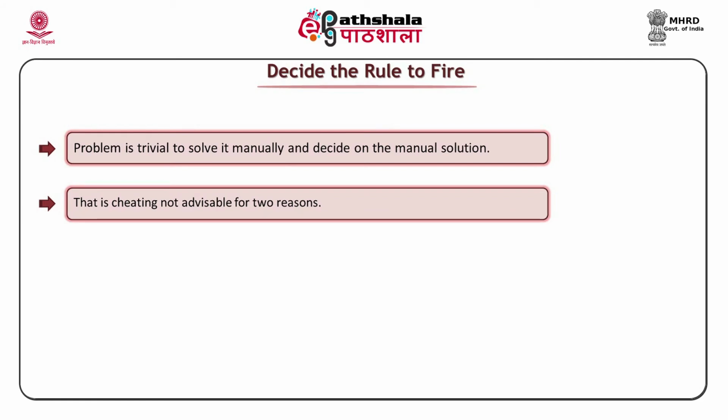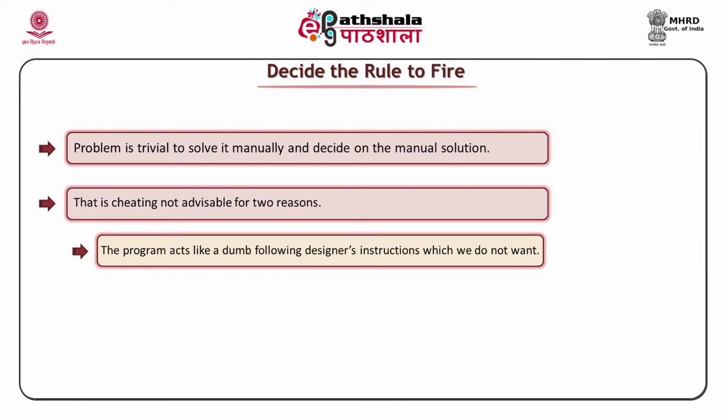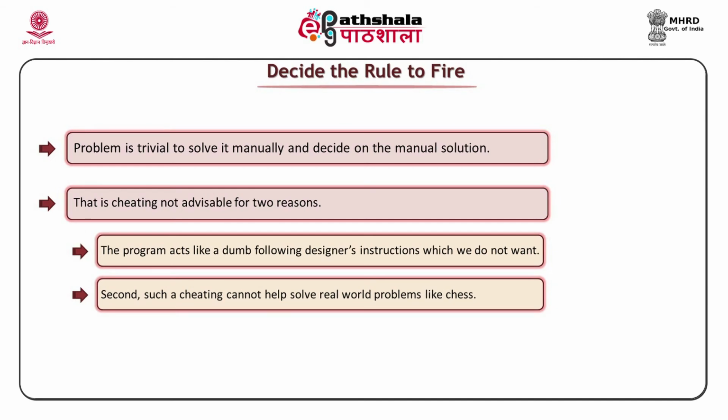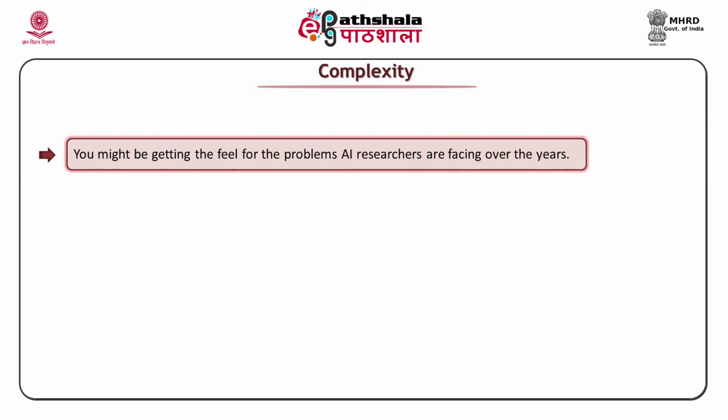So why is it not desirable? For 2 reasons. When the program acts like this, it's basically working on the instruction of the designer, which is impossible for complex cases like chess. And second, what we want is to make the program more intelligent, the program solving the problem itself, not the designer solving it and hard coding it in the program. We don't want that. So our goal is not achieved if you do it this way. Now you might be getting a feel for the problems AI researchers have been facing over the years.